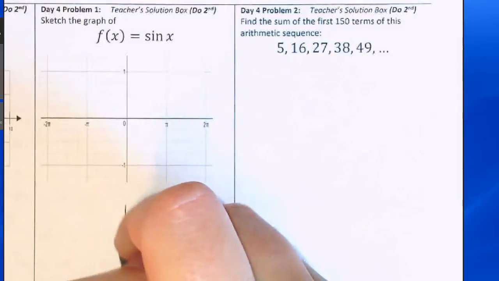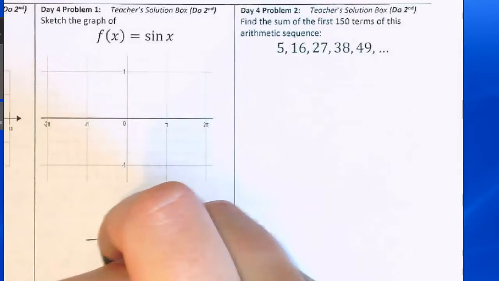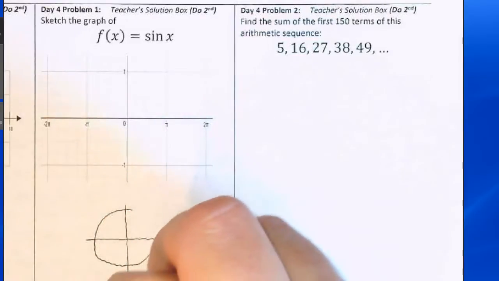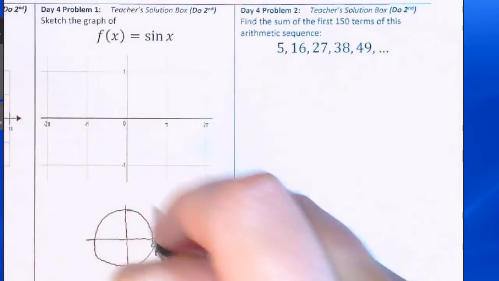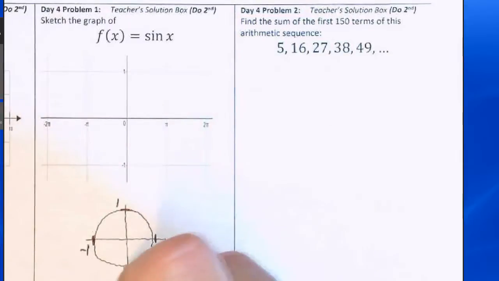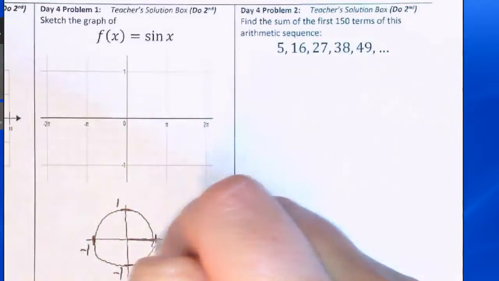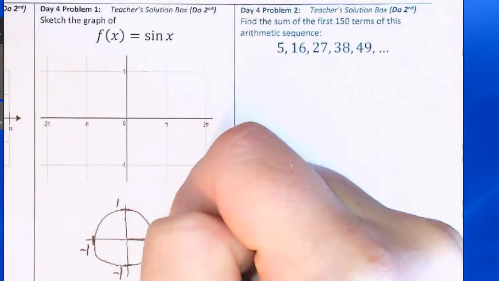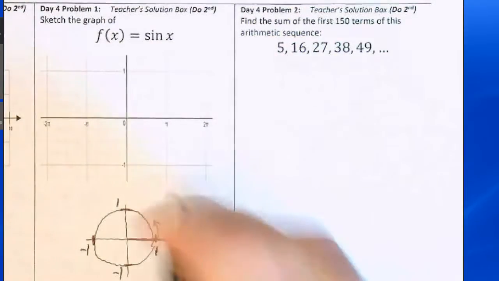Recall that on the unit circle, there's a y-axis and an x-axis, and that it is a circle centered at the origin that touches 1 on the x-axis, touches 1 on the y-axis, -1 here, and -1 here. And that angles are created on this unit circle by starting along the x-axis and then swinging up in a counterclockwise direction a different amount of radians.